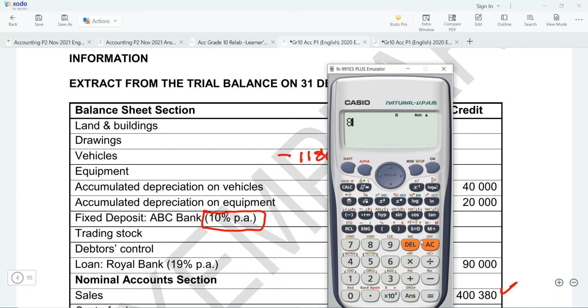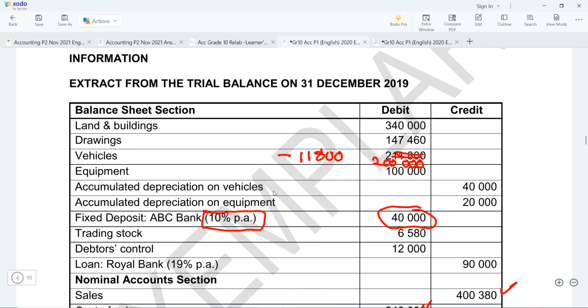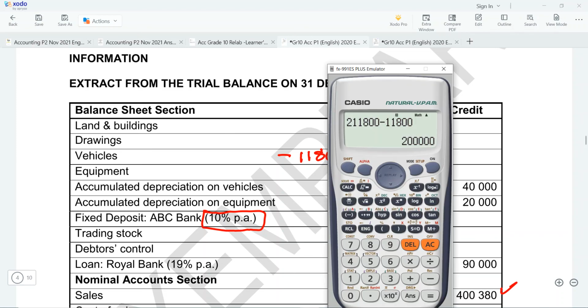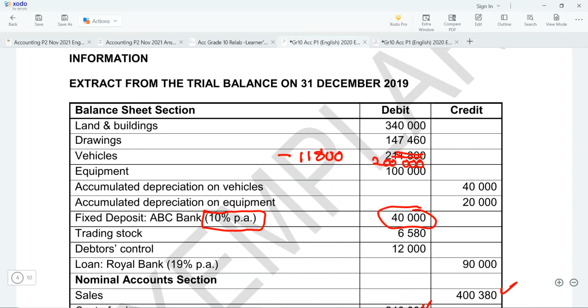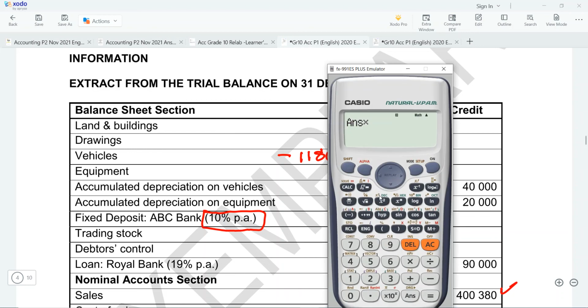We had 211,800, and then we corrected that error of repairs that they added to this. We were left with 200,000, and then here they're saying accumulated depreciation is 40,000. So if you subtract that 40,000, you'll be left with the carrying value, which is 160,000. And if you take this 160,000 and multiply it by 15 divided by 100 and multiply it by 12 divided by 12, it will give you 24,000. So it means that the error is from their side.